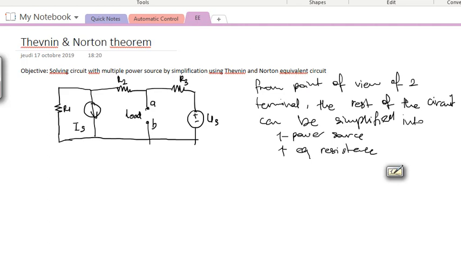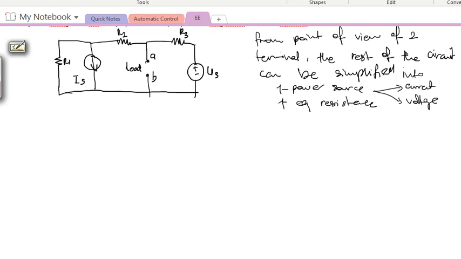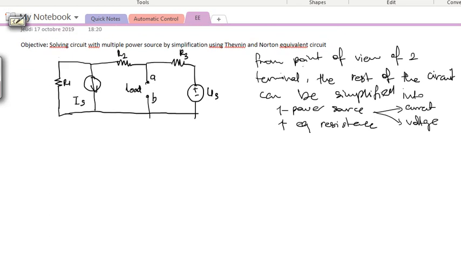In terms of power source, we know that a resistance is just a resistance. But we can have two types of power source. We could choose to simplify it into a circuit with one power source, which is either a current power source or a voltage power source. So there are basically two simplified circuits, called Norton and Thevenin.